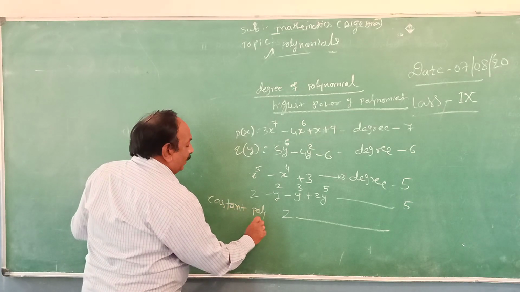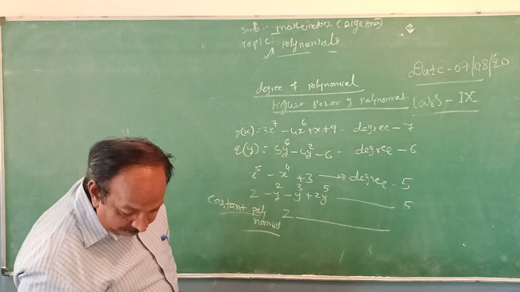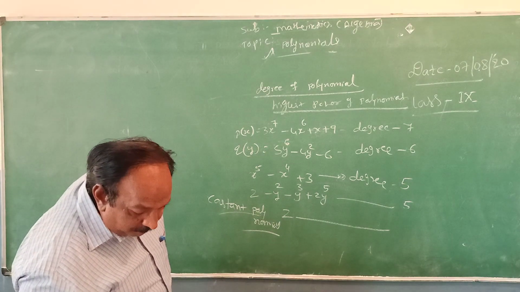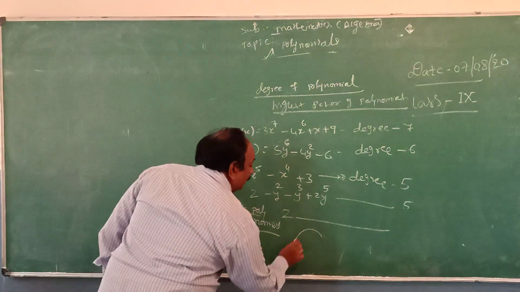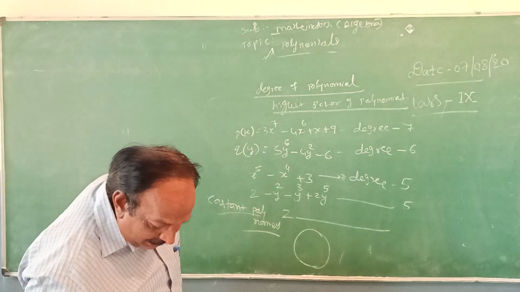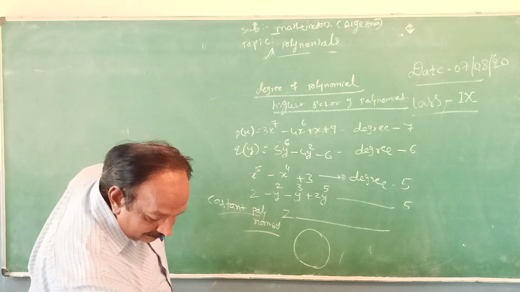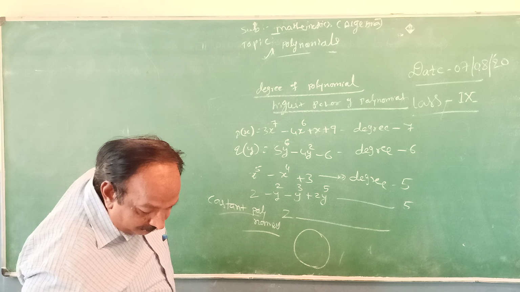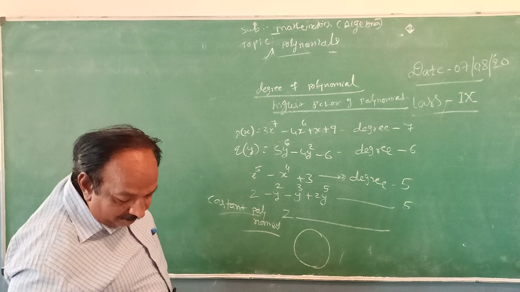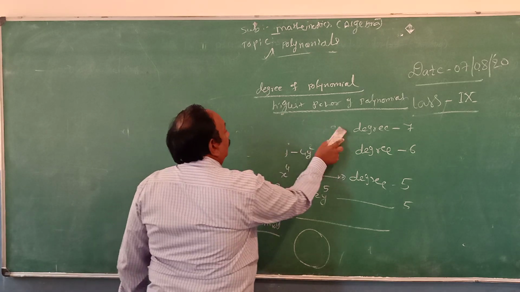This question may appear for your examination. What is the degree of the constant polynomial? The degree of the constant polynomial is always 0. What is the degree of the constant polynomial? 0. So the highest power of the variable is called degree of the polynomial.